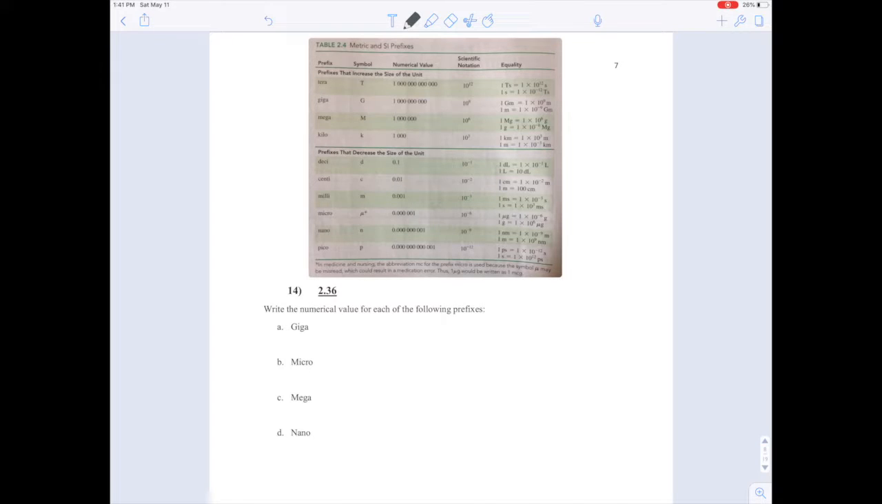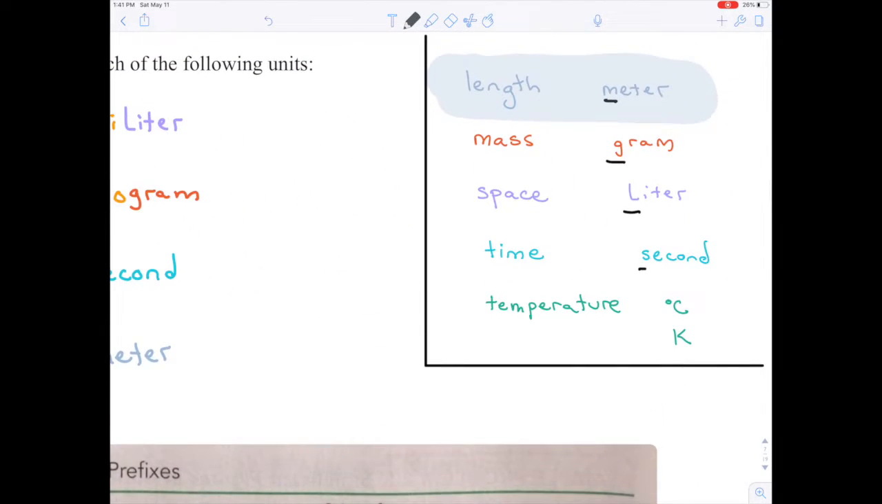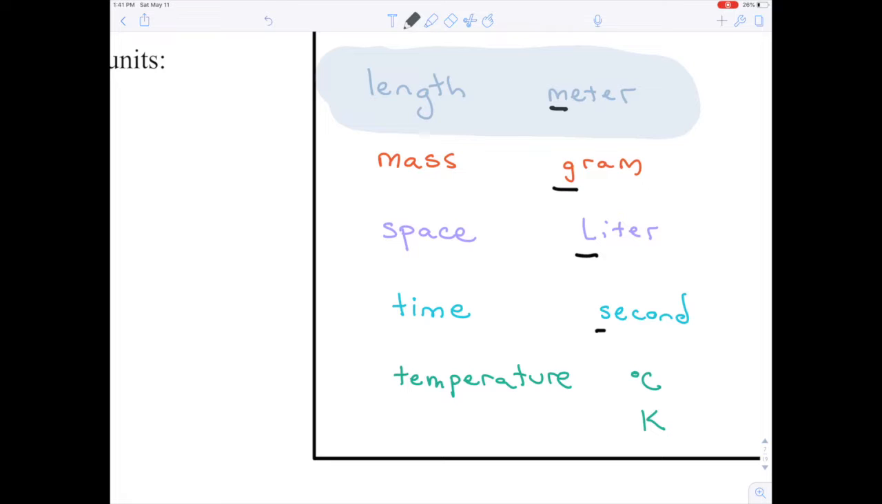For Chapter 2, Question 14, they're asking you to write the numerical value for each of the following prefixes. So the way that the metric system works is you have a few base units, so these units up here, they're called base units, and they describe basic features of reality, things like length, or mass, space, time, or temperature. And there's a unit that's a reference point used for those things.